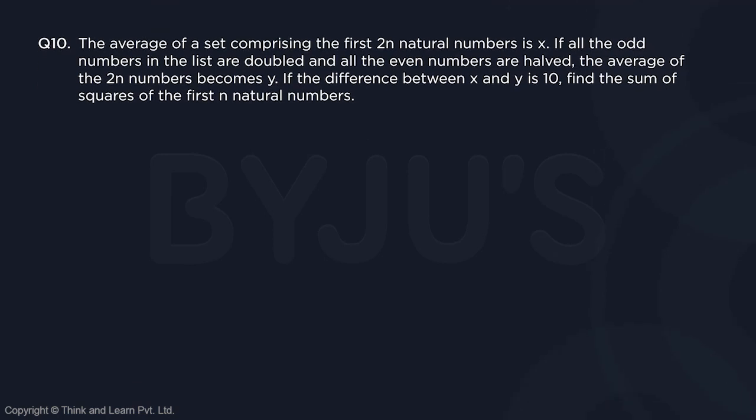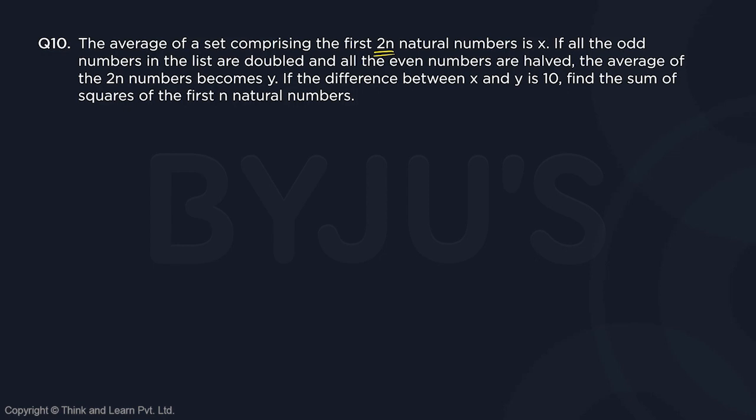The next question: the average of a set comprising the first 2n natural numbers is x. If all the odd numbers in the list are doubled and all the even numbers are halved, the average of the 2n numbers becomes y. If the difference between x and y is 10, find the sum of the squares of the first 10 natural numbers. Okay, so basically what they're saying is, average of a set comprising the first 2n natural numbers.